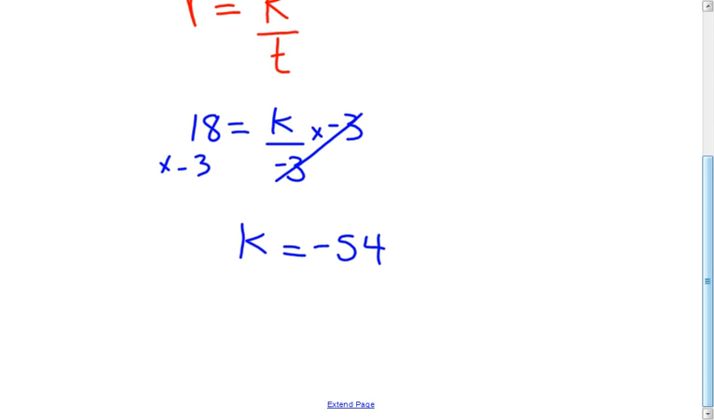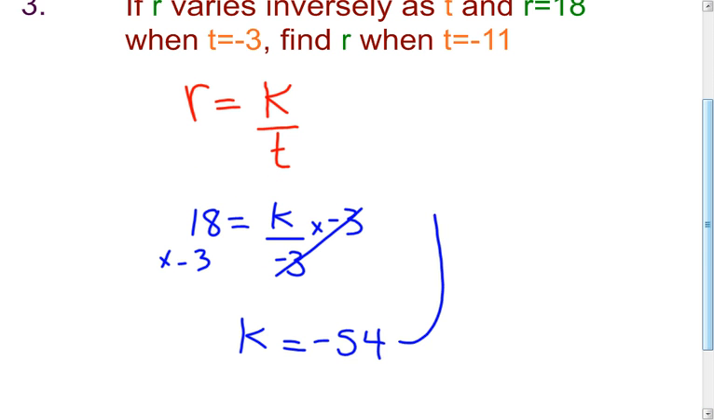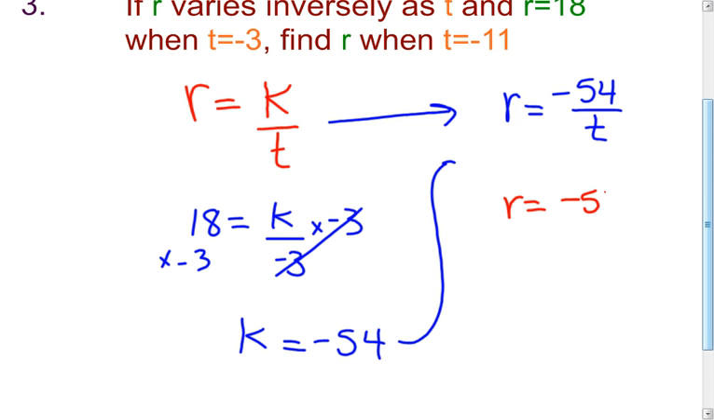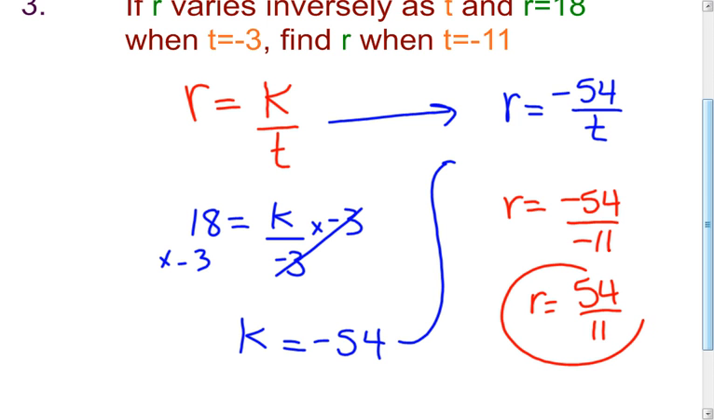So now what I'm going to do is plug that back in. I'm going to use this function, and now I know r equals my k, negative 54, over t. And now I want to find r when t is negative 11. So r equals negative 54 over negative 11. We know that a negative over a negative becomes a positive, and 54 over 11 does not reduce, and so you can just go ahead and leave it just like that. Okay?